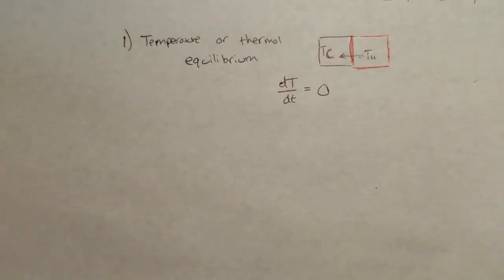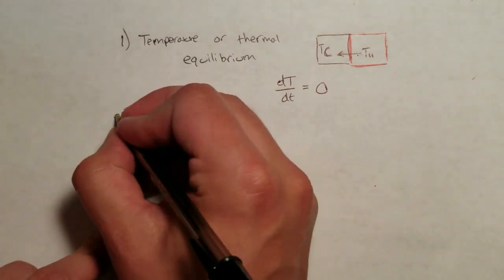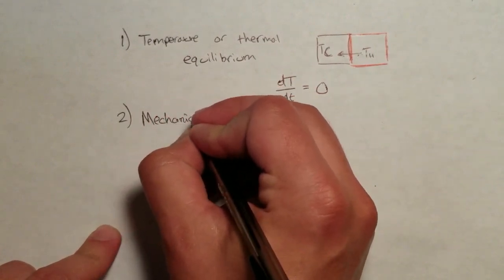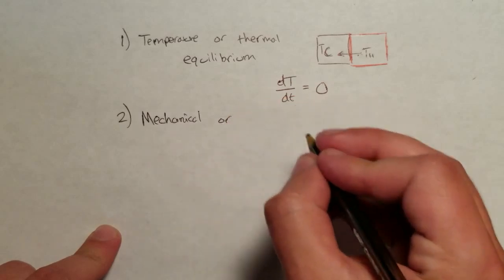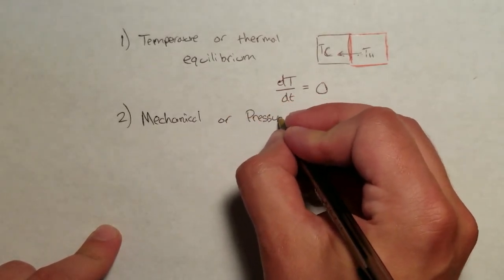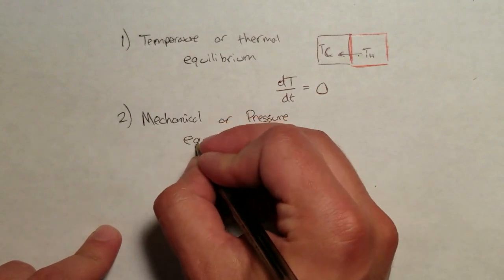Okay, moving on. The second type of equilibrium is mechanical equilibrium, but you can think of it as just pressure equilibrium. The two pressures are equal. So we'll write mechanical or pressure equilibrium.